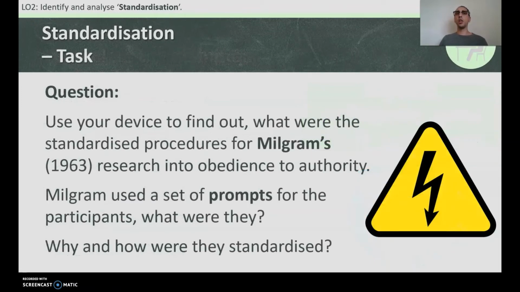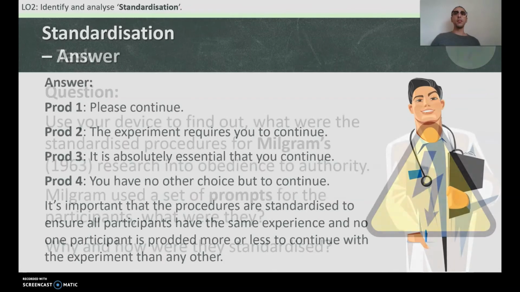Question. Use your device to find out what were the standardized procedures for Milgram's 1963 research into obedience to authority. This is from the Social Influence Unit. Milgram used a set of prompts for the participants. What were they, and how were they standardized? Right, this is the answer.